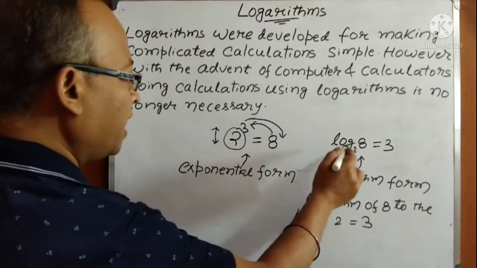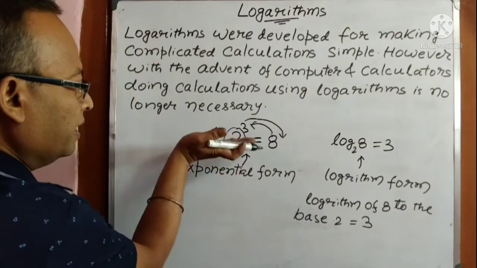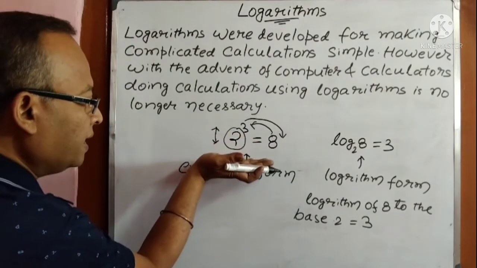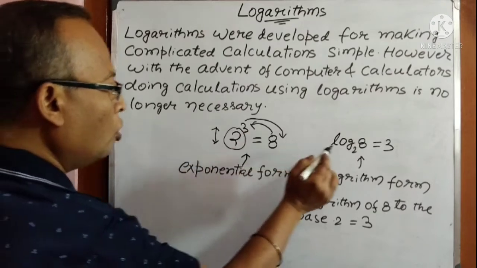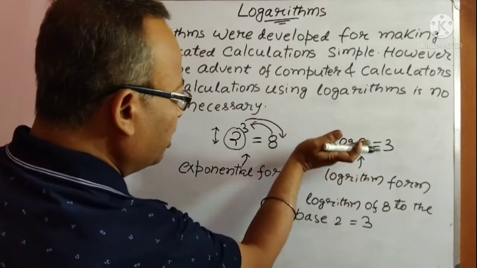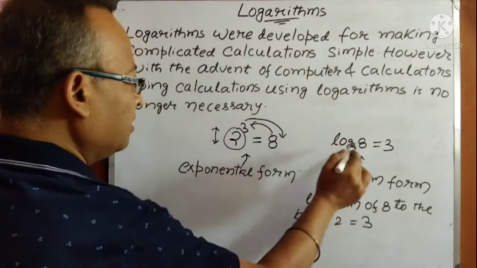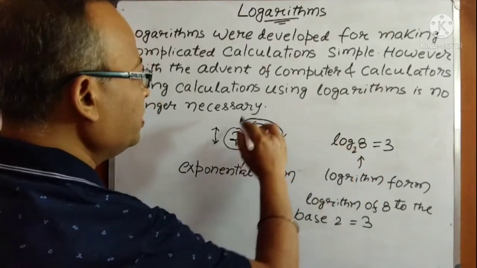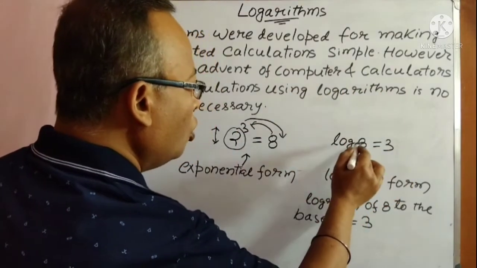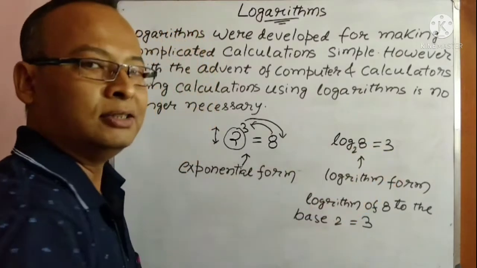Now I am changing it to logarithmic form. So see, 2 is over here in this level, so 2 will get below. So 2 has come a little bit down, and 8 has interchanged its position. It has come over here and 3 has gone over there. So log of 8 to the base 2 is equal to 3.